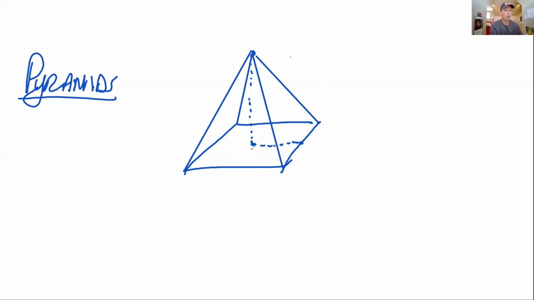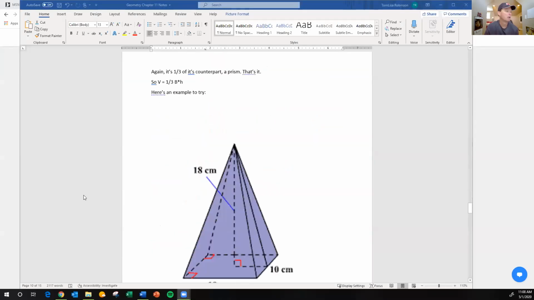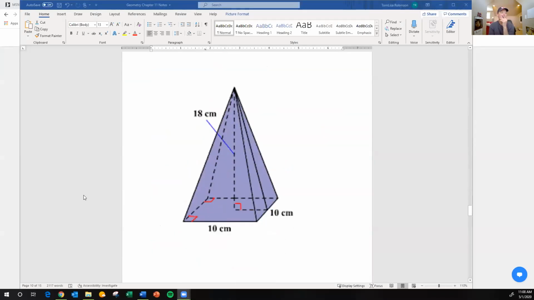So let me show you one that's got some more interesting dimensions that we'll look at here. And we'll tackle the line with this. So here is a pyramid. It's a square pyramid. Again, I'm just looking at this tea bag. This tea bag has a triangular base, which is fine, but we're looking at a square pyramid in this example. And it's 10 by 10 with a height of 18. Okay, so let's remember that.